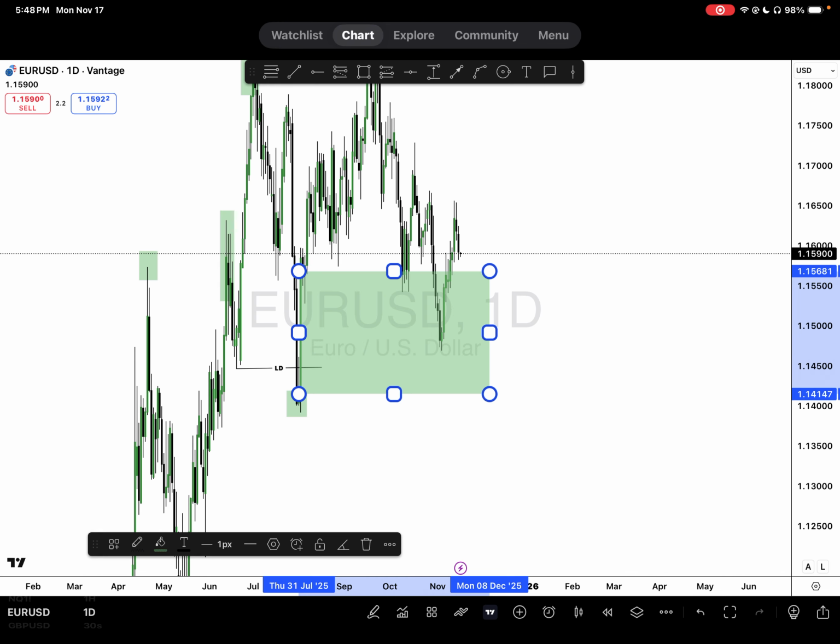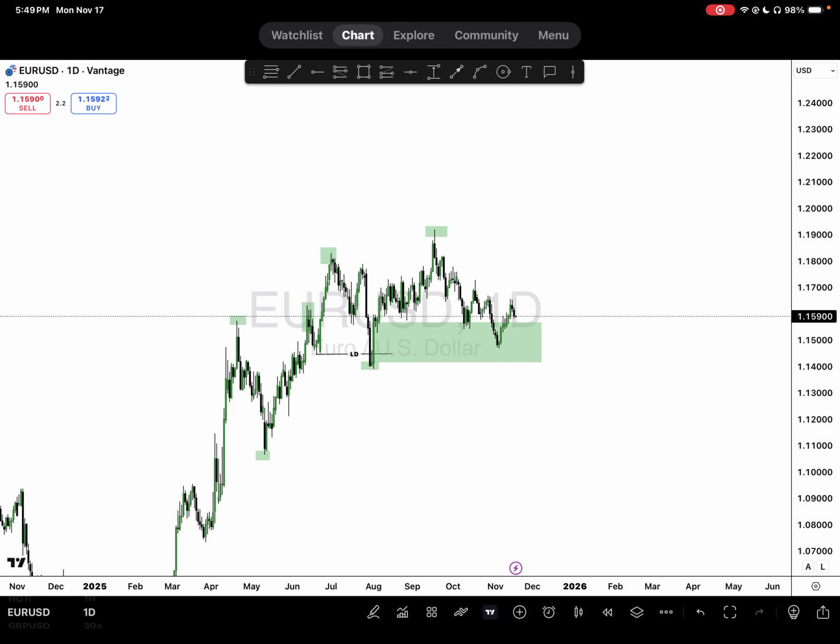This area is very consolidated, but as of right now, still sticking to the overall bias and market phase or market state, we are in a bullish trend. It's just very tight here. So we're coiling up for some sort of action, so to speak.